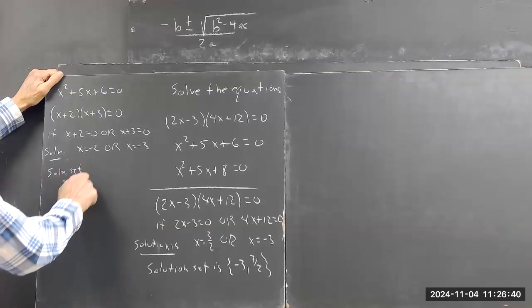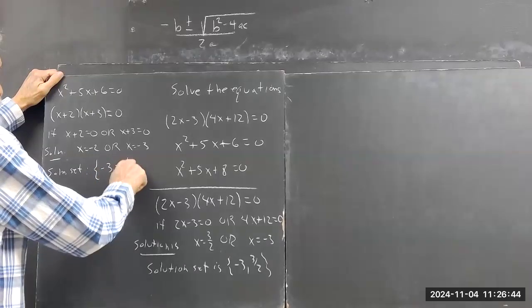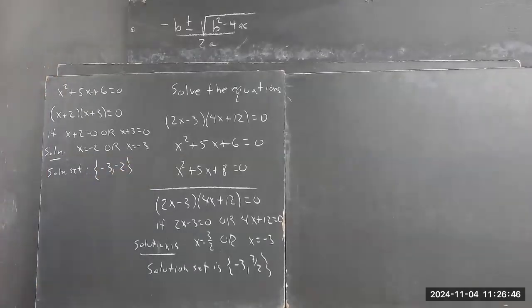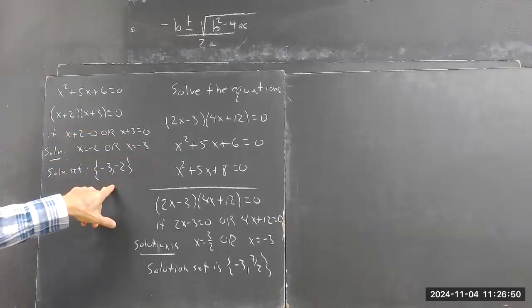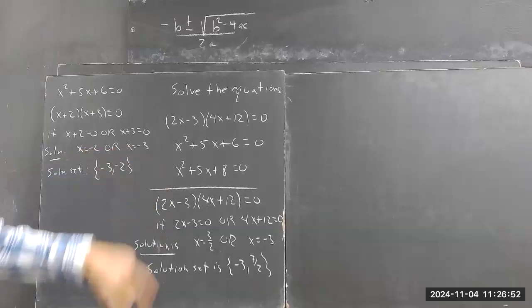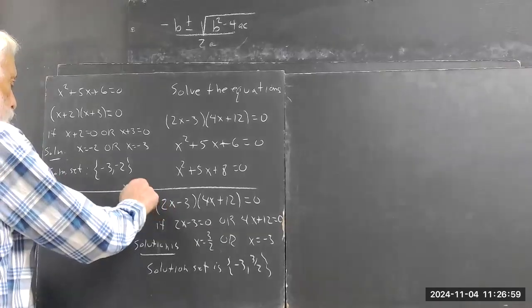The solution set. This is set. -3, -2. Now, -3 and -2 go into the solution set because each is a solution, right? Okay. The ors and the ands is kind of important.